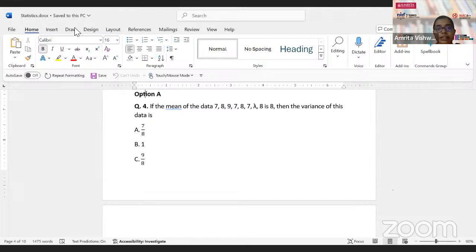This is a direct question. If the mean of the data 7, 8, 9, 7, 8, 7, lambda and 8 is 8, the variance of this data is. The question shows the mean of a certain set of data.